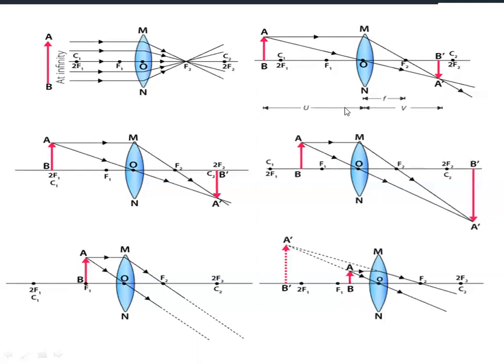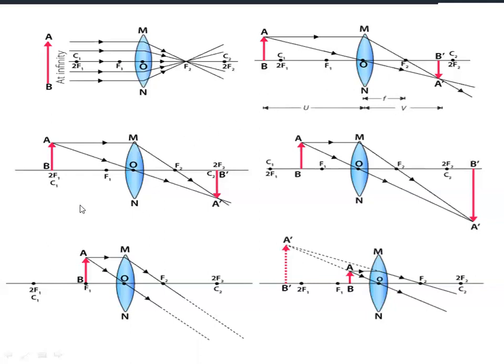Next we are going to see the next position of the image. One more thing here you should understand: the distance between the optical center and the first focus is called F. The second focus is also called F. F means focal length. The distance between the object and the optical center is called the object distance, U. The distance between the optical center and the image is called the image distance, V. So this is the second diagram.